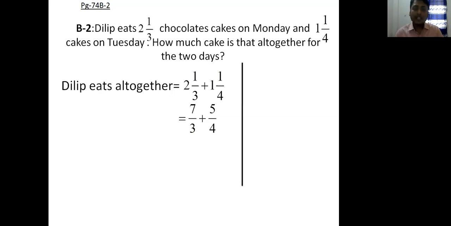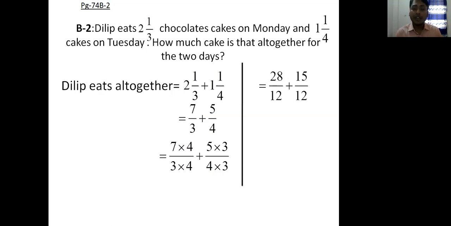It is a normal thing. So 3 and 4, their LCM will be 12, because no number can divide 3 and 4 together. And we cannot get 4 from 3. 3 ones are 3, 3 twos are 6. So that's why 4 will not be the LCM. That's why 12 will be the LCM. So the first one will be multiplied by 4, the second one will be multiplied by 3. So 4 sevens are 28, 28 by 12 plus 15 by 12.